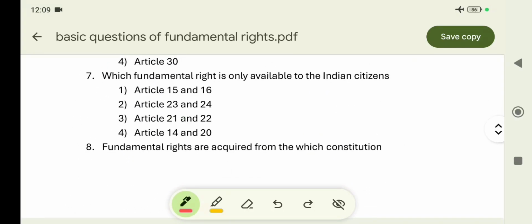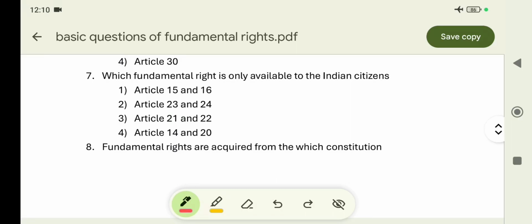Seventh question, which fundamental right is only available to Indian citizens? First option, Article 15 and 16, second option Article 23 and 24, third option Article 21 and 22, fourth option Article 14 and 20. In India, the fundamental rights only available to Indian citizens are Articles 15, 16, 19, 29 and 30. These 5 fundamental rights are only available to Indian citizens, not to foreign people or any other people.